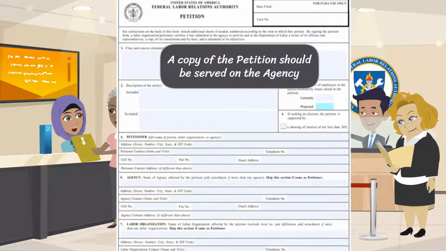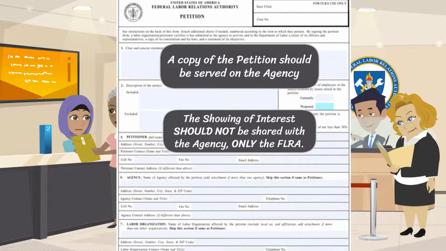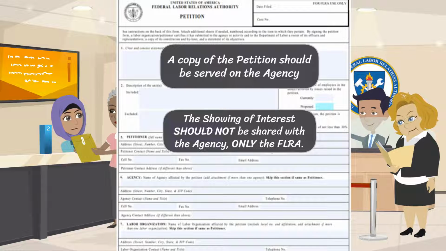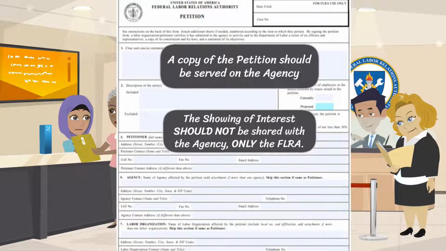However, you should not serve them a copy of the showing of interest. You provide the showing of interest only to the FLRA, and it must be accompanied by an alphabetized list of the employees who signed.